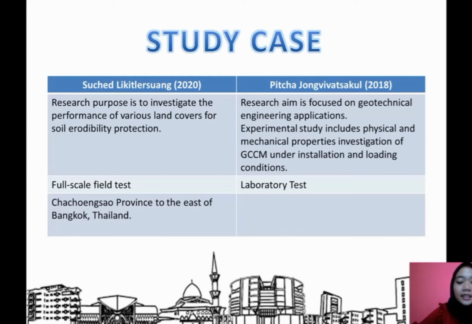The second case study was by Pika Jogvivatsakui in 2018, where the research aim is to focus on geotechnical engineering application. Experimental studies include physical and mechanical properties investigation of GCCM under installation and loading conditions. This research is a laboratory test.